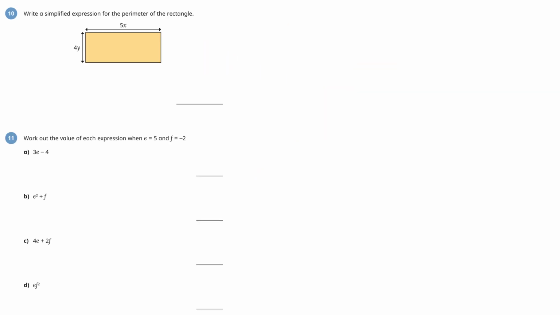Okay. Question number 10, so the last few questions here for today's video. Write a simplified expression for the perimeter of the rectangle. So the perimeter, guys, is the distance around the shape. So you got 5x plus 4y plus 5x plus 4y. That'll be 10x plus 8y. Okay, 5x plus 5x is 10x, and then 4y plus 4y makes 8y. And remember, opposite sides in a rectangle are equal in terms of length.